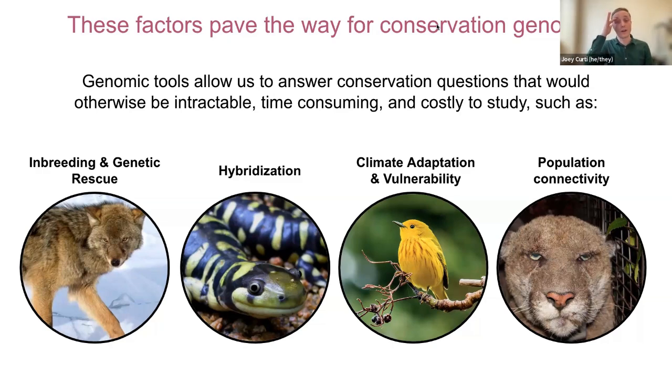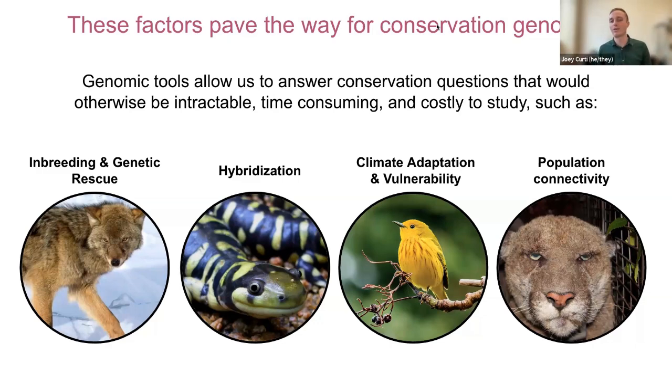We can also use genomic tools to answer questions like, do we see evidence of adaptation across an animal's range to specific climate factors, such as precipitation and temperature? And when we model future climate under climate change scenarios, which are increasingly worse and very likely, do we see evidence for vulnerability in these populations in future climate scenarios?